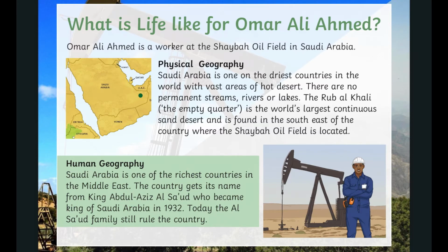Saudi Arabia is one of the richest countries in the Middle East. The country gets its name from King Abdul Aziz Al Saud, who became the King of Saudi Arabia in 1932. Today, the Al Saud family still rule the country, and their wealth comes from extensive exports of oil to the rest of the world.